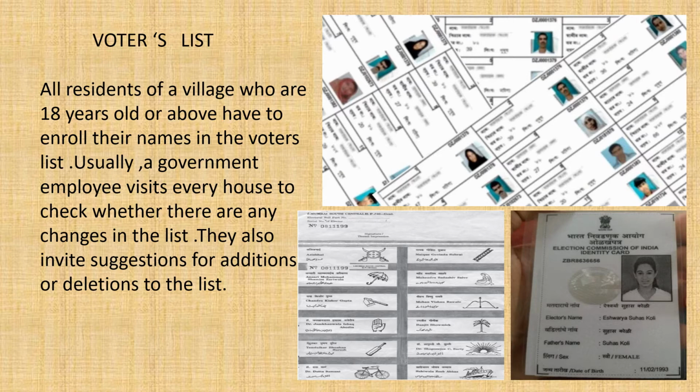Usually a government employee visits every house to check whether there are any changes in the list. Changes in the list means few people might have expired or few people have attained the age of 18. Addition and subtraction of the people in the list is called changes in the list. They also invite suggestions for additions or deletions to the list.